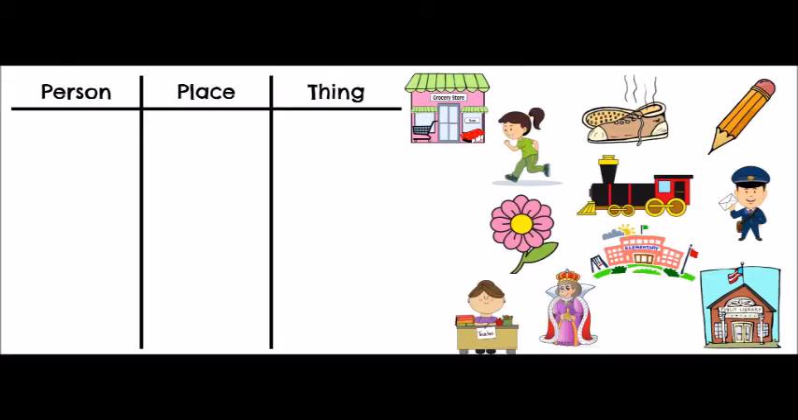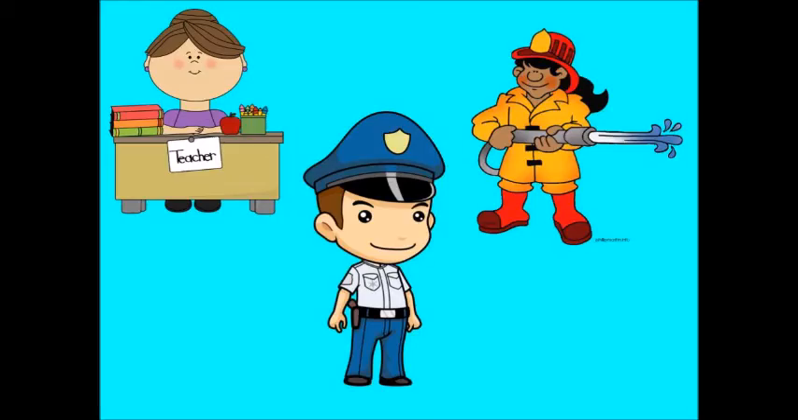Alright boys and girls, now we are going to work on sorting our nouns by person, place, and thing. On the screen you will see our three different categories and different noun pictures that we are going to sort. As we're sorting our pictures, I want you to be thinking about what makes a noun a person, a place, or a thing. So a person has to be somebody that you can talk to, such as a teacher, a police officer, or a firefighter.